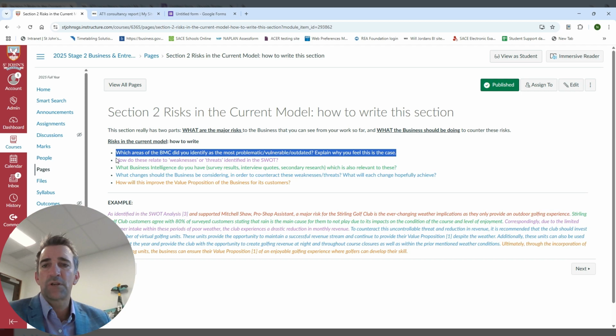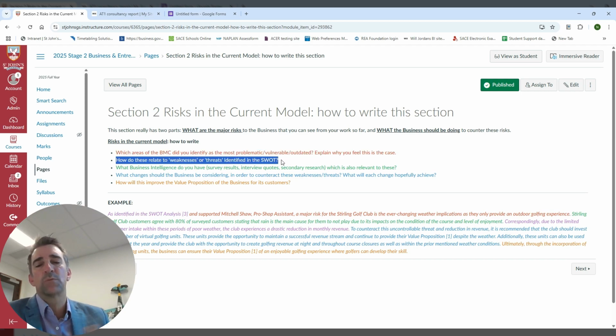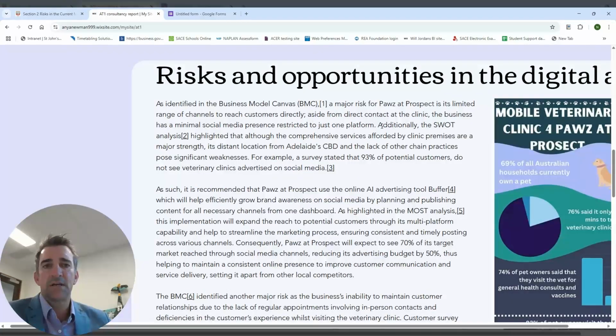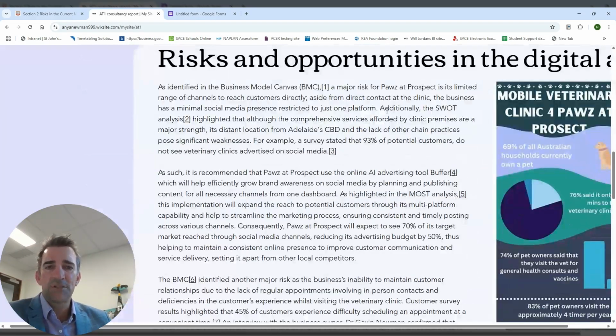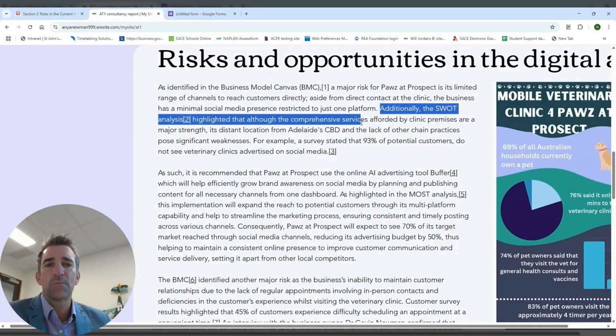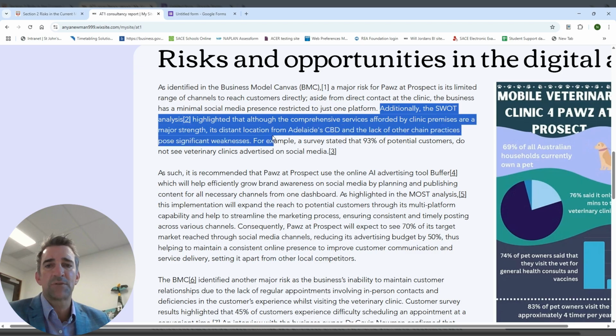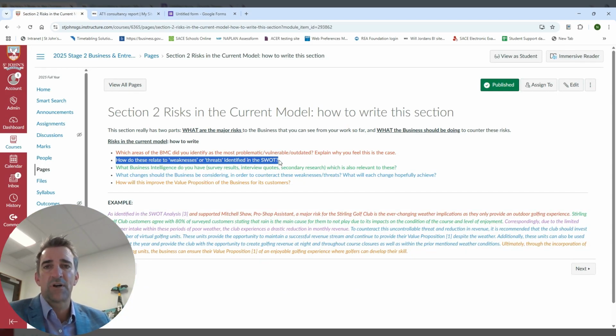Then what Anya's done, if we go back to the task, we've covered this first section of the task pretty well, but then we've got to go to the SWOT analysis and connect the SWOT to what we saw in the business model canvas. So jumping back to Anya's, what she said is, additionally, the SWOT analysis highlighted that although the comprehensive services afforded by clinic premises are a major strength, its distant location from Adelaide CBD and the lack of other chain practices pose significant weaknesses. So this is about it being restricted in terms of its location. So Anya's actually got another risk identified in the SWOT too.